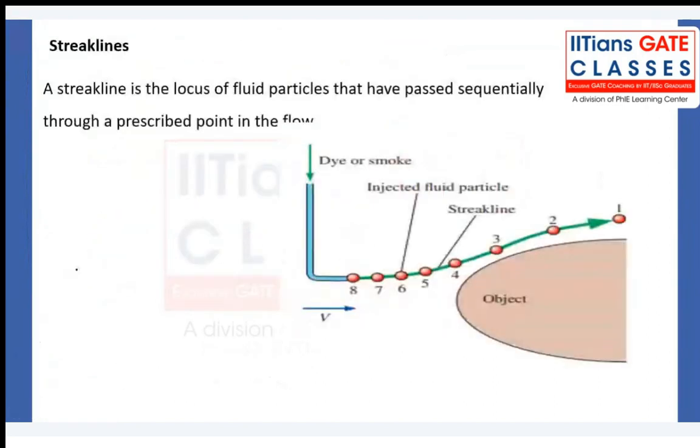Now, note on the streak line. A streak line is a locus of fluid particles that have passed sequentially through a prescribed point in the flow field. Now, do not make this diagram; I will explain it after some time. Let me explain through another example. First note down, from here to here only, the definition of the streak line: it is a locus of fluid particles at an instant which have crossed through the same point.